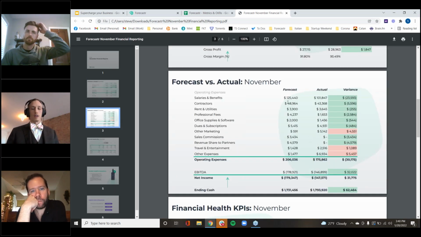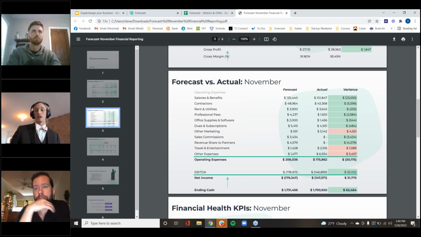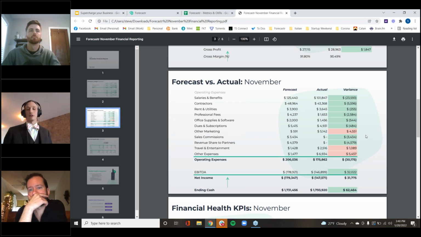On the expense side, we came in under budget in the vast majority of areas. We came in about 30K under budget on the month, which is awesome. We saved a lot of money there. Ending cash was up 60 on the month. So this was a really good month for us, which is great. Some months aren't that way, right? Some months are bad, and you've got to figure out why.